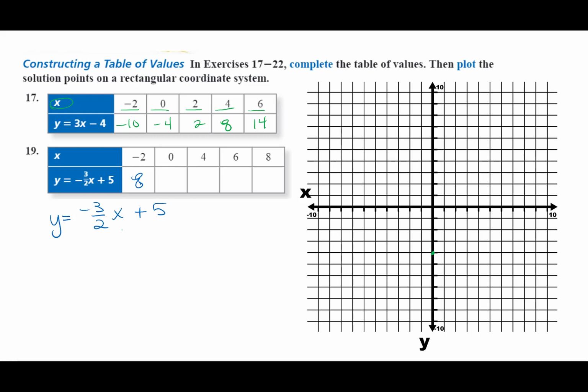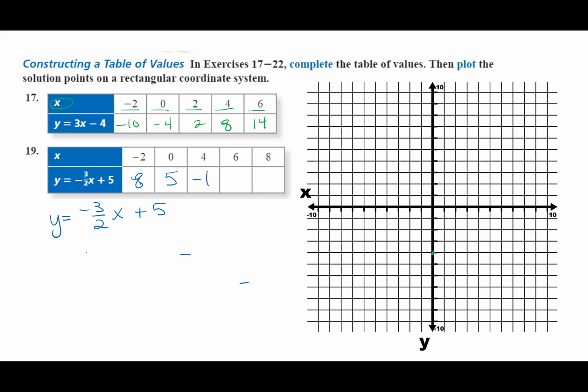This next x value is easy because it's a 0. -3/2 times 0 is 0, and so this is a 5. -3/2 times 4, I'm going to go ahead and just say 4 over 1. That is -12 over 2, which is -6. Then if you combine -6 with that +5, it's a -1.